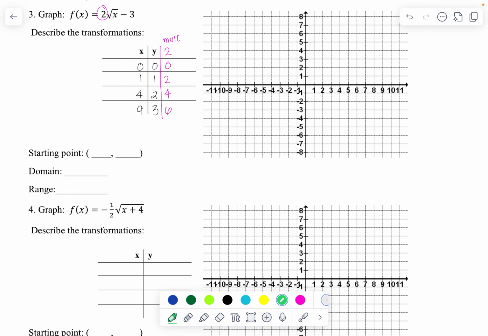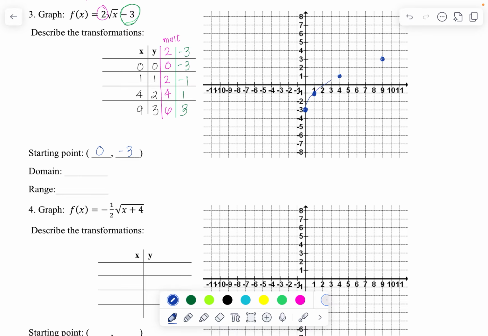So you can see our parent function stretched by 2. Make sure you write your arrowhead. Folks, this is our starting point. So notice how nothing goes below that. Do not do that. Square roots do not have that. They have a starting point. Remember, we cannot have arrowheads at both ends, only on one end. So your domain goes as far to the left as 0, as far to the right as positive infinity. Your range goes as low as negative 3 and as high as positive infinity.